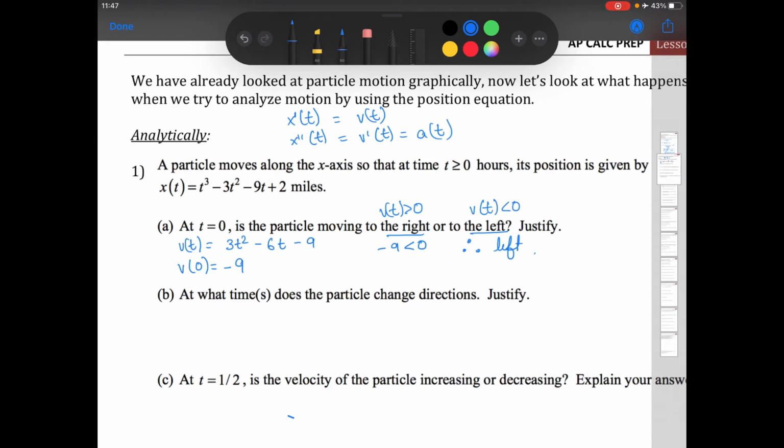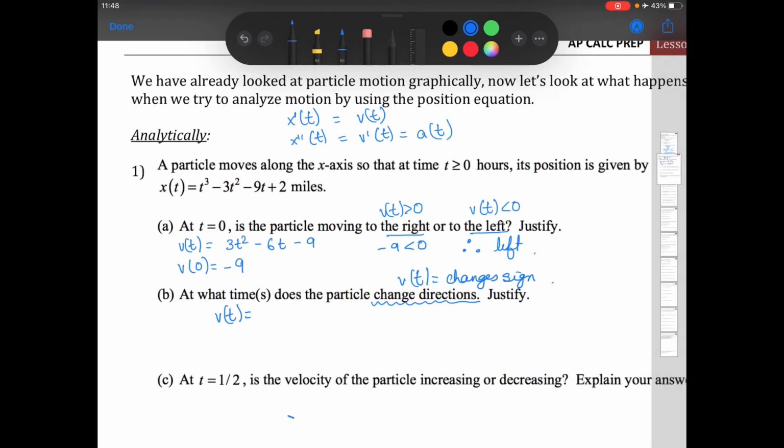We've not talked much about it. So when does a particle change its direction? When v of t changes sign, right? So how do we determine that? First, we want to determine where the particle is at rest, or velocity is equal to 0. So let's do that. When your particle is at rest, it means your velocity is equal to 0.